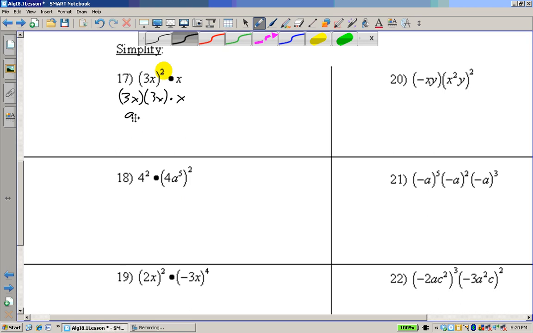So 3 times 3, 9. X times x is x squared times x again. X to the 3rd. Oops, changed font there. So 9x to the 3rd. And that's it. I'm done.